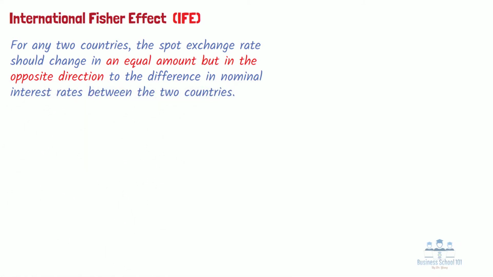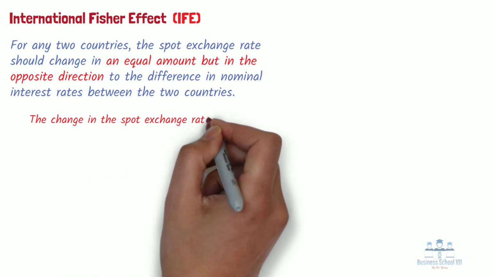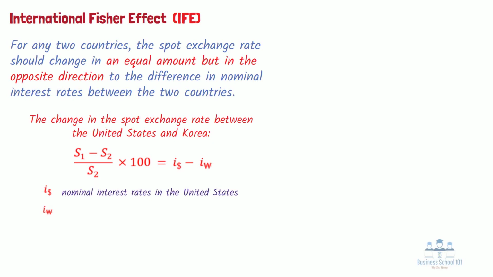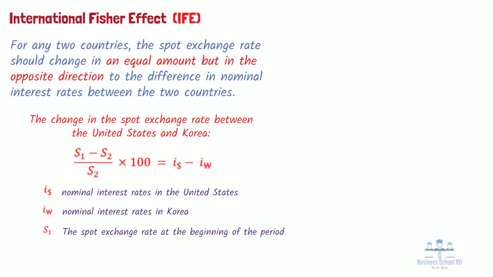Stated more formally, the change in the spot exchange rate between the United States and Korea, for example, can be modeled by the following formula. The I dollar and I won are the respective nominal interest rates in the United States and Korea. S1 is the spot exchange rate at the beginning of the period, and S2 is the spot exchange rate at the end of the period.